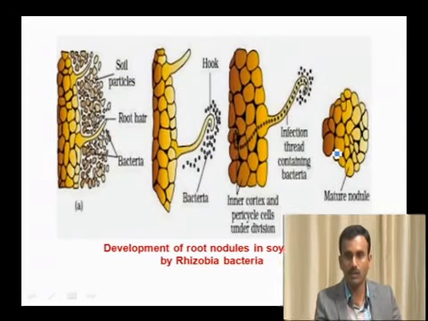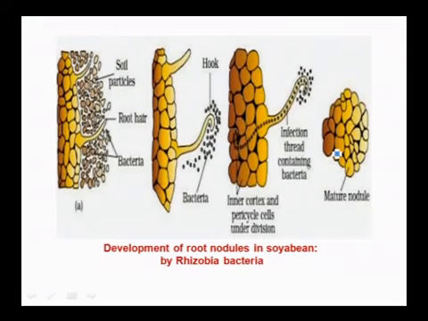This diagram shows the formation of root nodules, in which Rhizobium bacteria or Frankia bacteria accumulate near the root hairs and make the root hair tip curve in the form of a hook. Through the hook, the bacteria enter into the cortex and pericycle, where they undergo division and form a mature nodule.